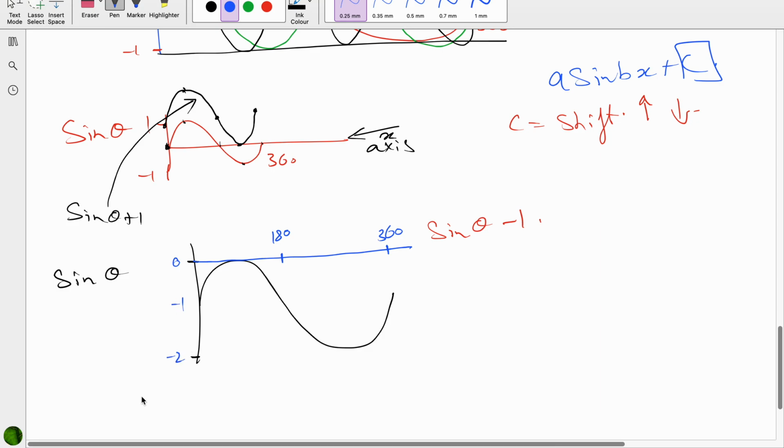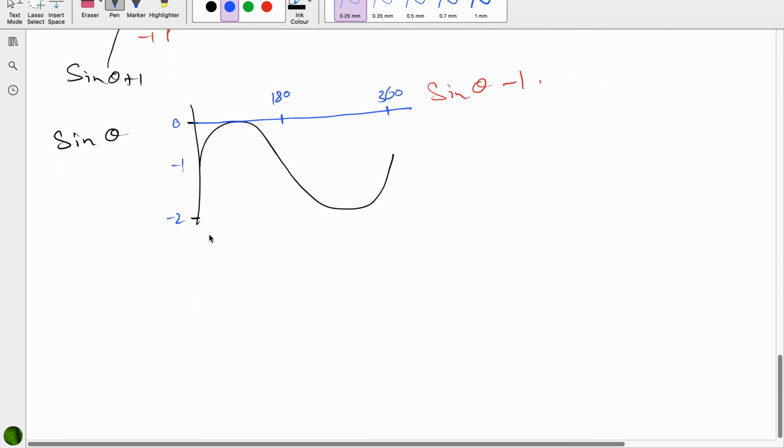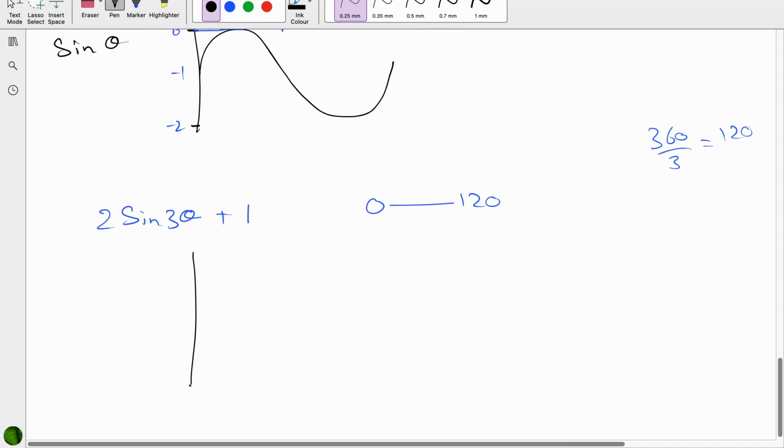So this is sine theta minus 1. Now if we have a graph of 2 sine 3 theta plus 1, and the question says draw the graph from 0 to 120. As it is already 3 theta, we know that 360 by 3 is 120. So the cycle should complete in 120 degrees, and it is having an amplitude of 2 and plus 1.